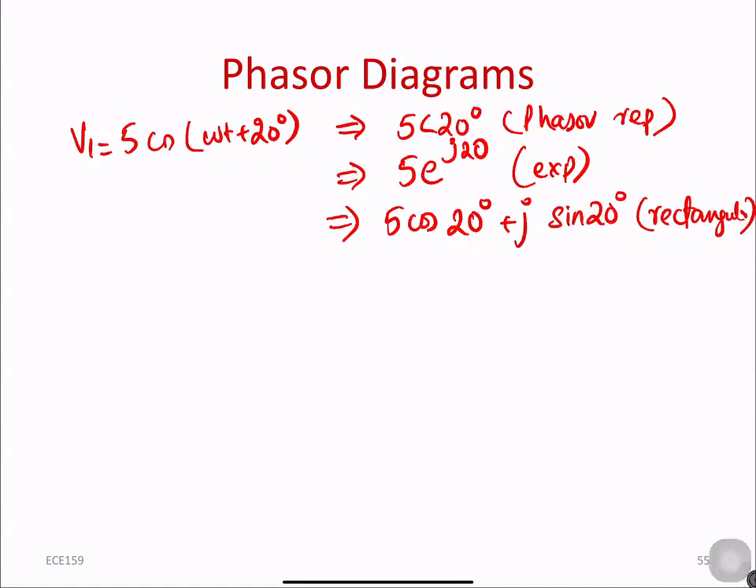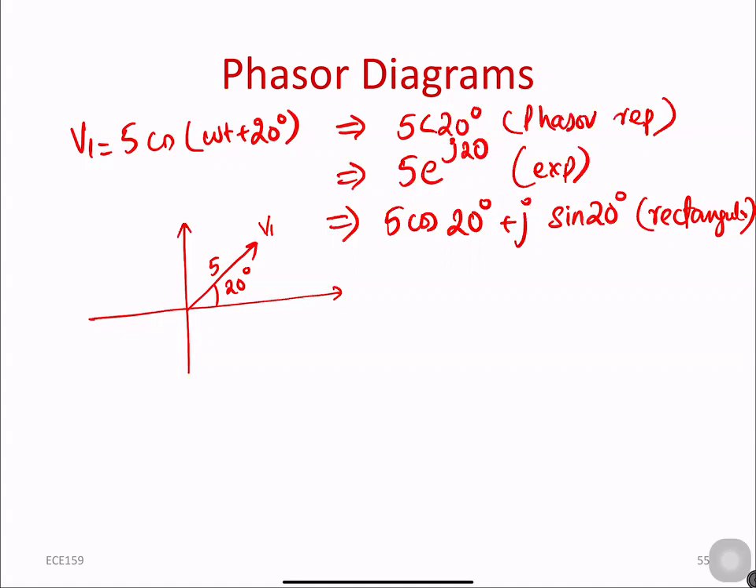Now I have to draw the phasor diagram for this particular voltage, right? So what I do is I will do a polar representation for this. 5 is the magnitude and 20 is the phase. So I will draw 5 as a magnitude and 20 degree as the phase for this particular voltage, V1, right?